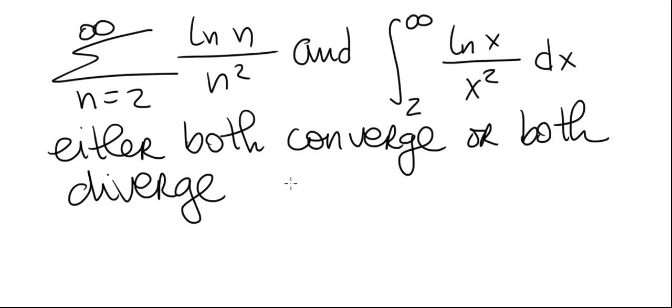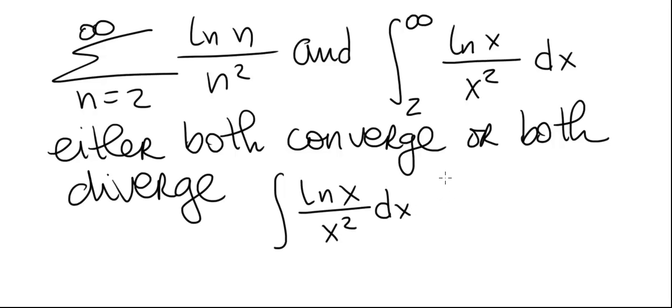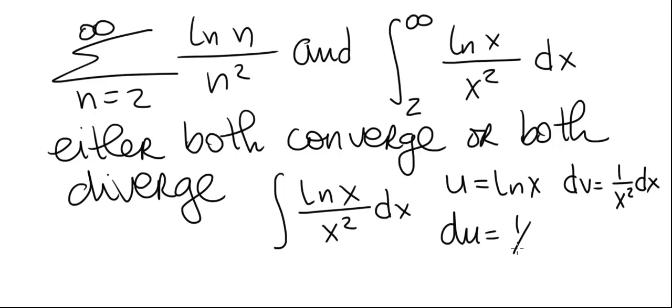So we're going to evaluate this integral first by finding an antiderivative of natural log of x divided by x squared. And the way to do that, we'll use integration by parts. We're going to let u be the natural log of x. That means that dv is equal to 1 over x squared dx. du is 1 over x dx. And v is minus 1 divided by x.